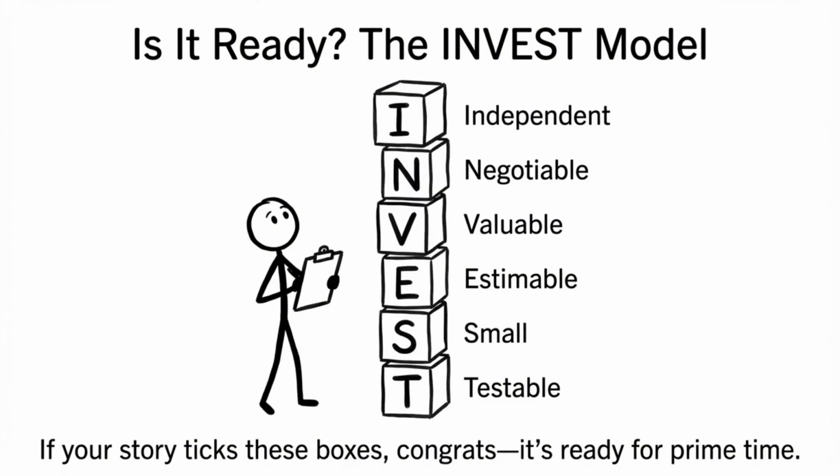All right, so how do we know if a story is actually ready? Well, we use the INVEST model. It's basically a checklist. You want your story to be independent, not tangled with others. It should be negotiable, meaning it's a conversation, not a fixed contract. Then there's valuable, estimable, wait, can we actually size it? And small. Don't make it huge. Finally, it must be testable. If it ticks these, it's ready for prime time.